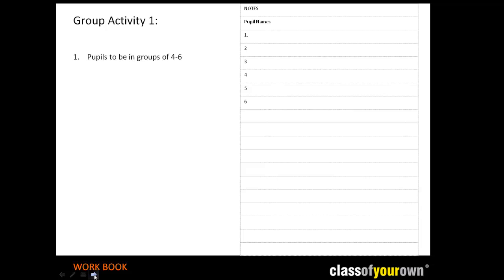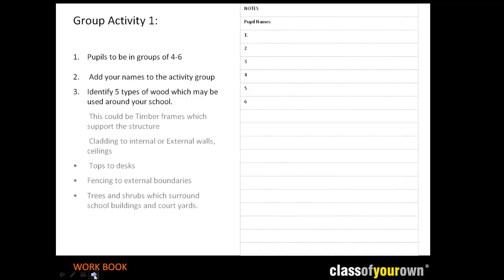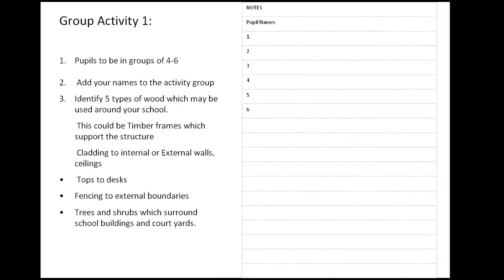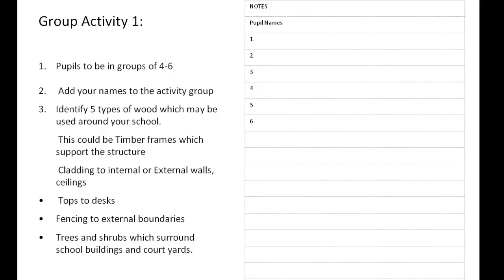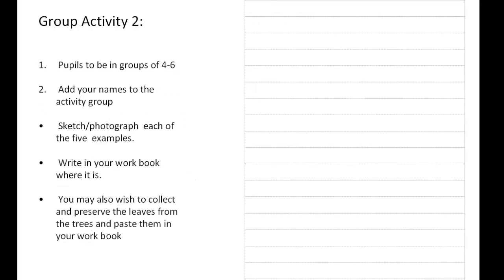So in group activity 1, we look to form the students into groups of 4 to 6 and to complete their names within the workbook. The aim behind the groups is to identify 5 types of wood which may be used around the school environment. So these could be things like cladding, internal or external walls, tops to desks, fencing to external boundaries.